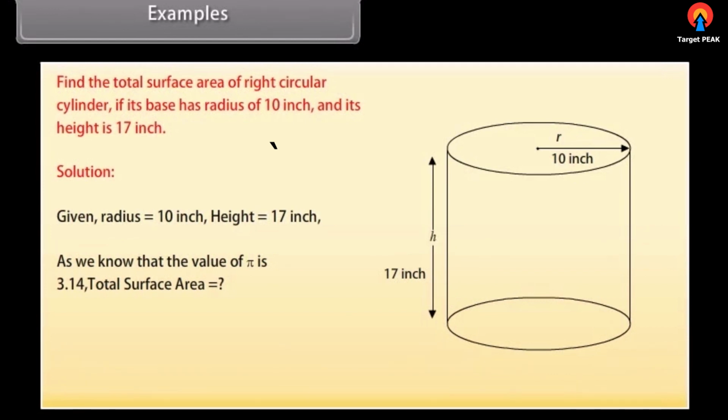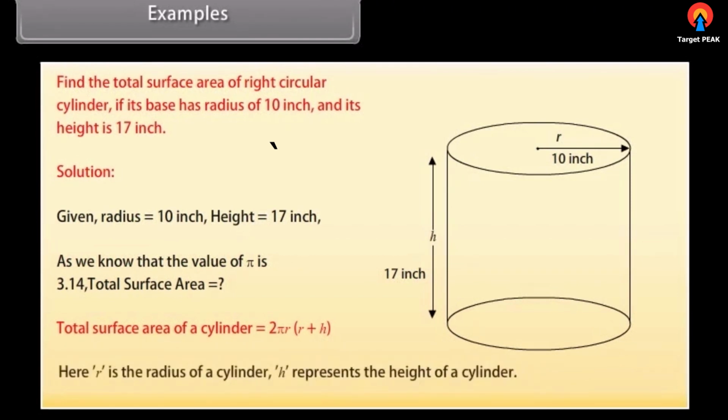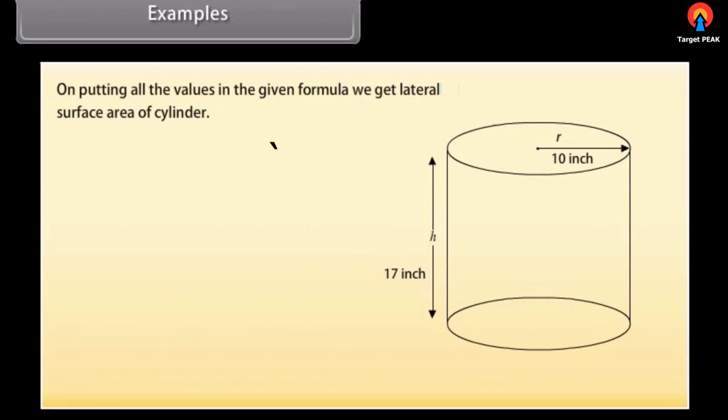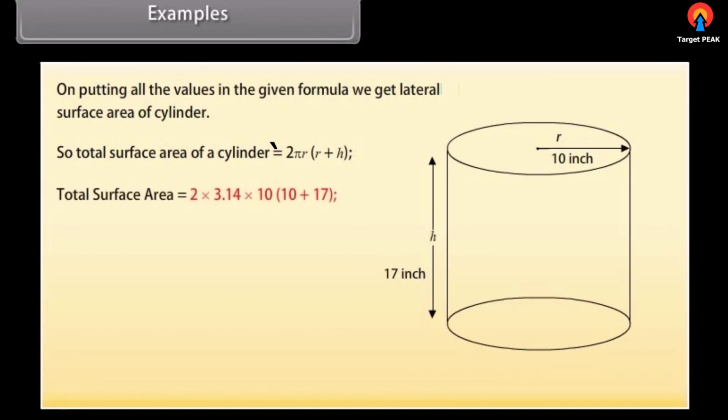We know that the formula for finding the total surface area of a cylinder is: total surface area of a cylinder is equal to 2 pi r into (r plus h). Here r is the radius of the cylinder and h represents the height of the cylinder. On putting all the values in the given formula, we get the total surface area equals 2 into 3.14 into 10 into (10 plus 17).